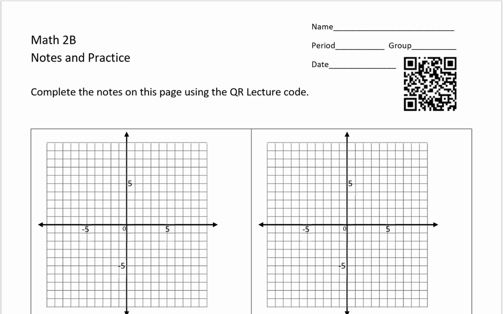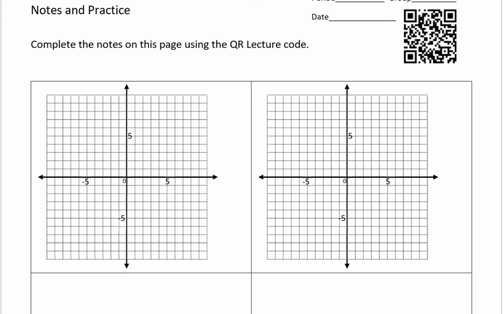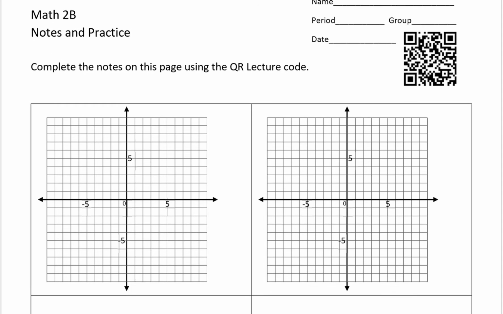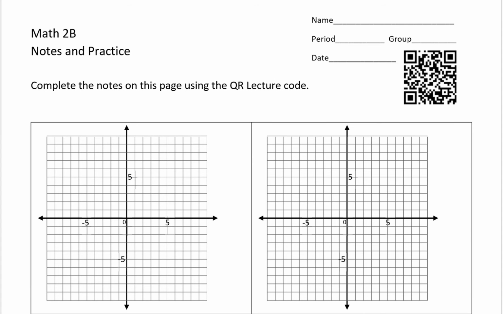The first two pages are notes, and how this is going to work is I'm going to demonstrate a problem on the left-hand side, and then give you some problems to practice with on the right. So on the left-hand side, I'm looking for your complete notes. Make sure you get all these things down, and then on the right-hand side, I'll be verifying the accuracy of your answers. So the first thing I want to do is practice finding the equation of a parabola when given some specific points on the Cartesian coordinate plane.